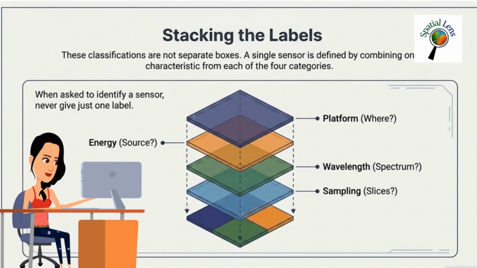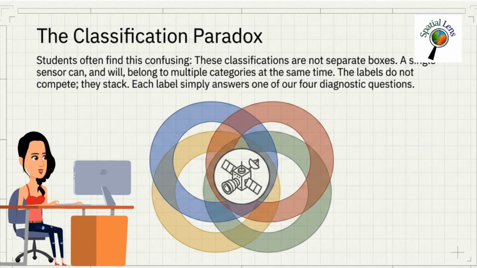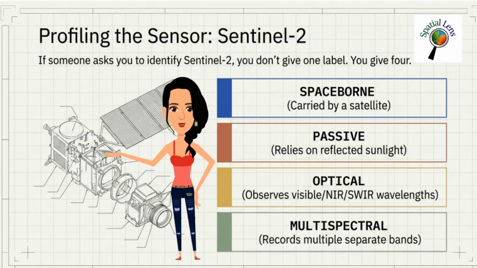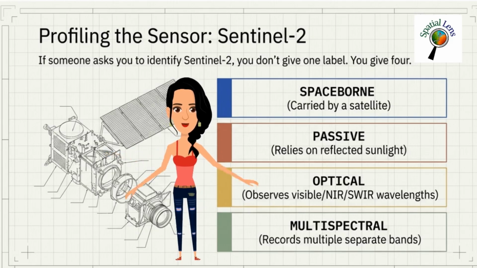Now comes the part that students often find confusing. These classifications are not separate boxes. A single sensor can be described using more than one classification at the same time. So, when someone asks you to identify the type of a remote sensing sensor, don't just give one label. First ask, type based on what characteristic? Let's put everything together with one simple example.